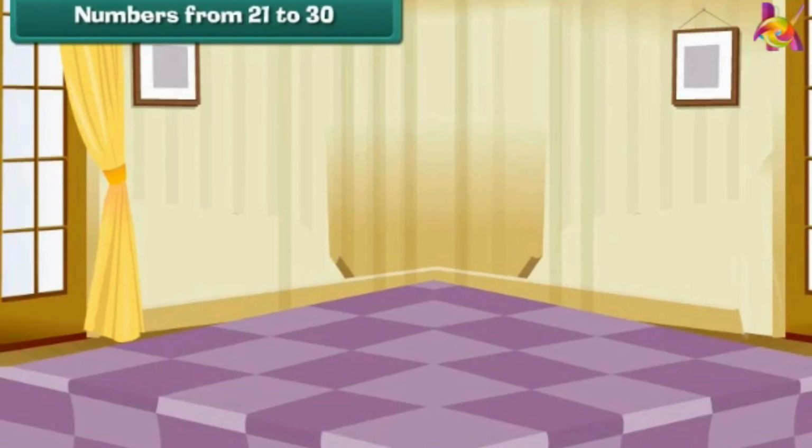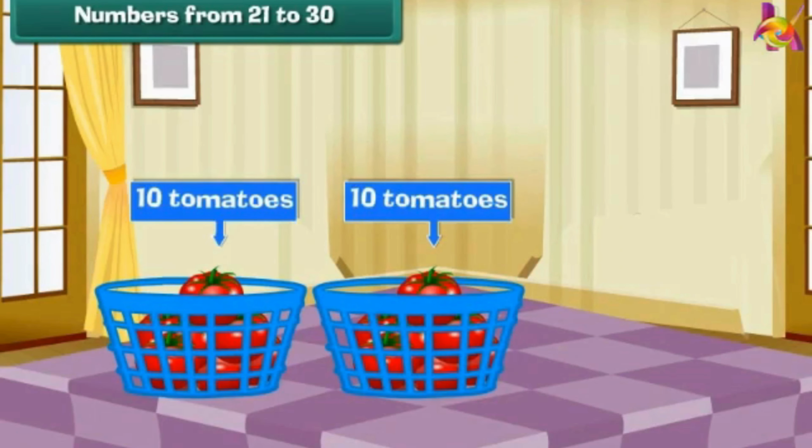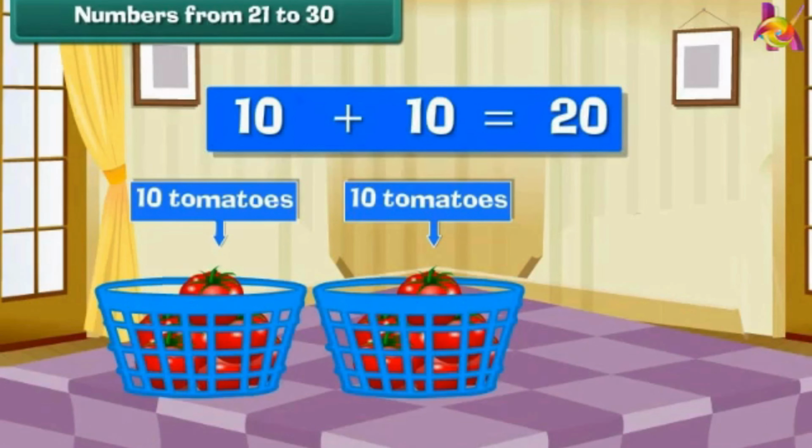Numbers from 21 to 30. Look at these 2 baskets of ripe tomatoes. Each basket contains 10 tomatoes. Therefore, we have 2 groups of 10, which means we have 20 tomatoes.